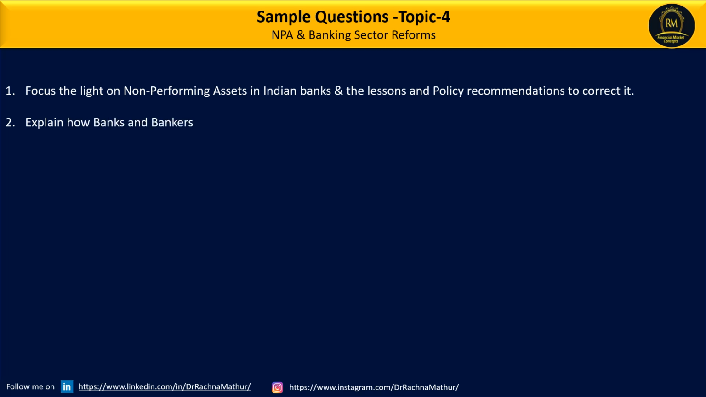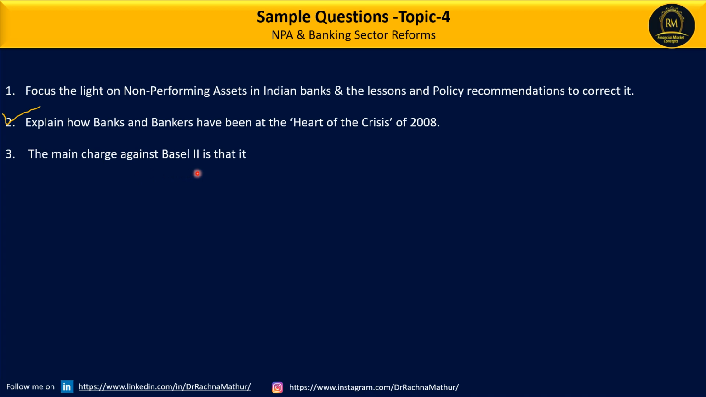Next is, explain how banks and bankers have been at the heart of the crisis of 2008. So for question number 2, I have collected the important lines from the reading on Basel Norms 3, which is basically a question by Subbarao. The major objective is to focus on those important lines so you can prepare them for the probable questions. Next is, the main charge against Basel III is that it is precisely the risk sensitivity that made it blindly pro-cyclical. Explain.